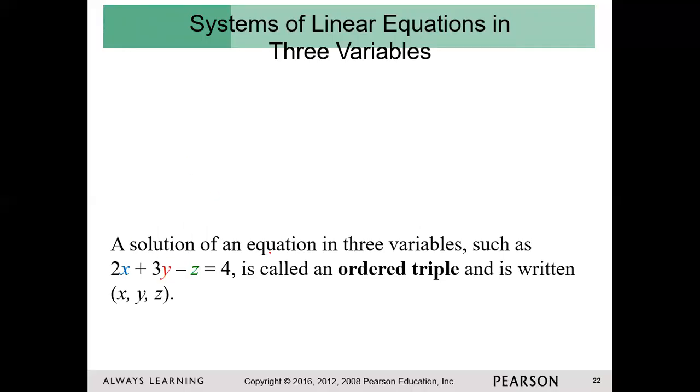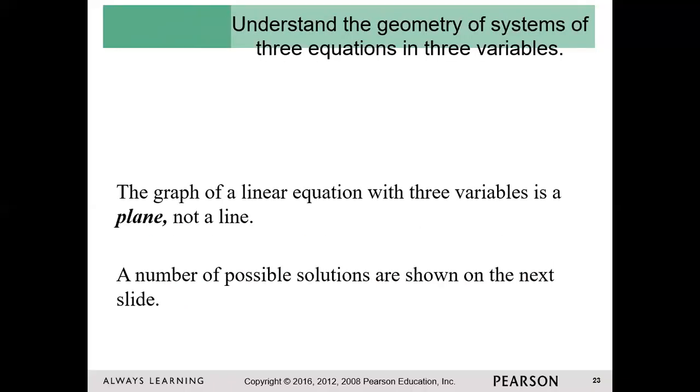So a solution to an equation in 3 variables, such as 2x plus 3y minus z equals 4, so we're bringing in the third dimension here, 3-dimensional space, is called an ordered triple. Just like before we had an ordered pair because we had 2. Well, now we have 3, so we call it an ordered triple, x, y, z, and it's still in alphabetical order, so no stress there. The graph of a linear equation in 3 variables is a plane, not a line. So it is going to represent a whole space, not just a thin line.